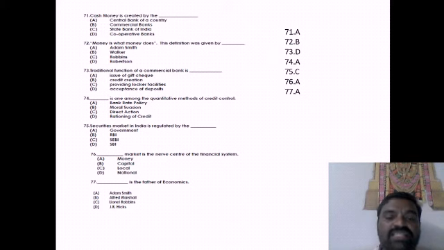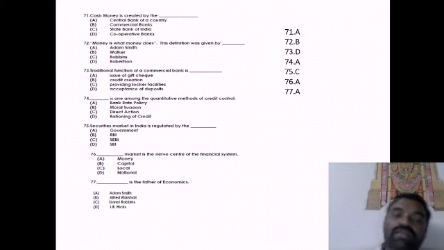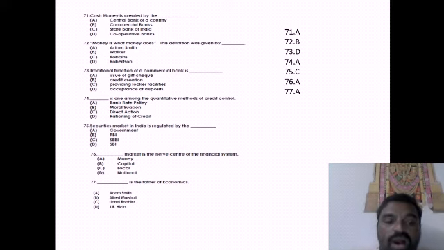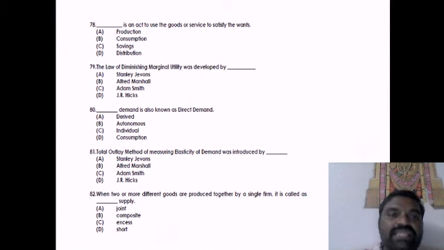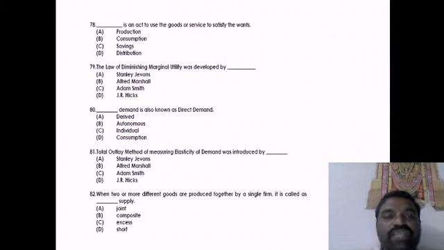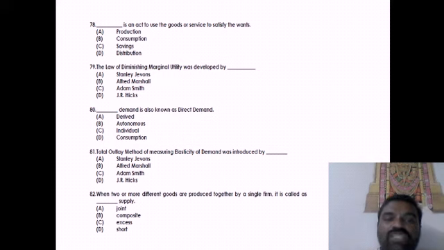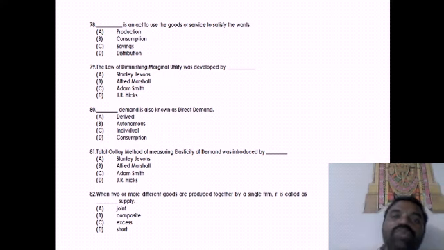Coming to the next one, 77, dash is the father of economics. The father of economics is Adam Smith. Even though Marshall gave many economic theories, Adam Smith is known as the father of economics. Dash is an act of using goods or services to satisfy wants. If you are satisfying them, it means you are consuming them.